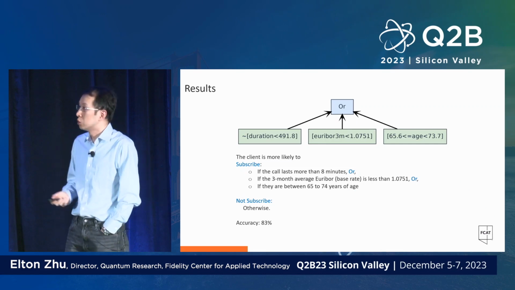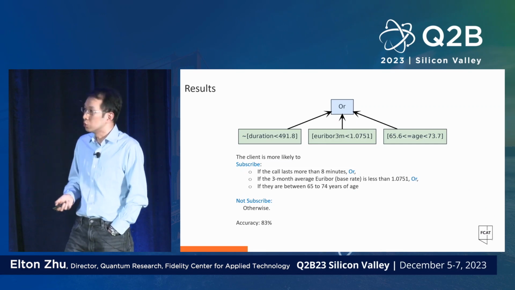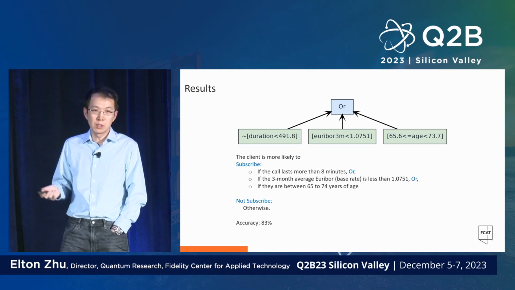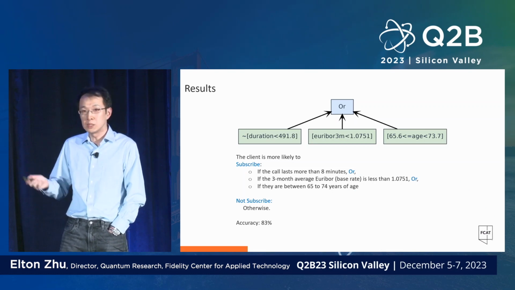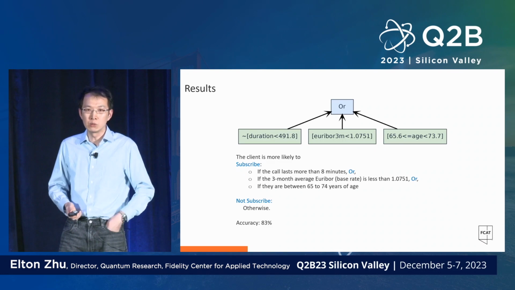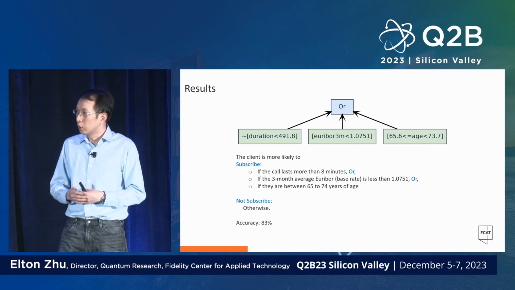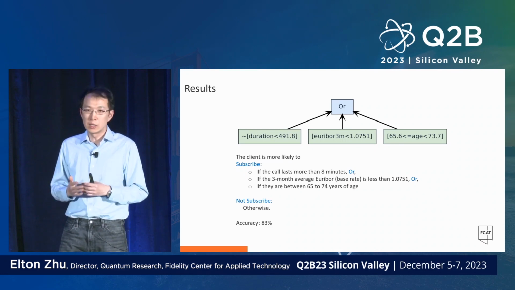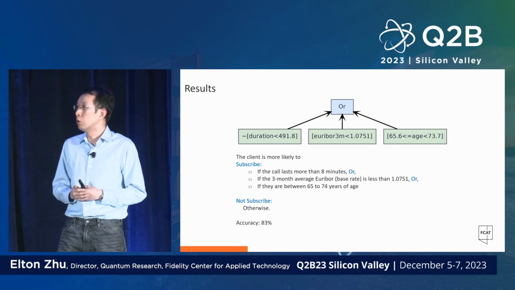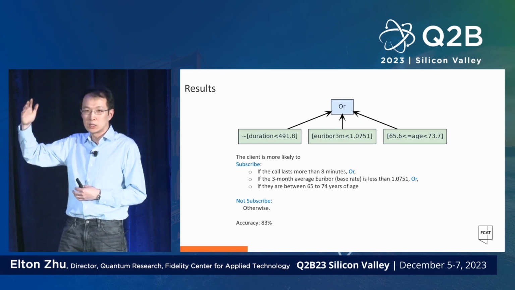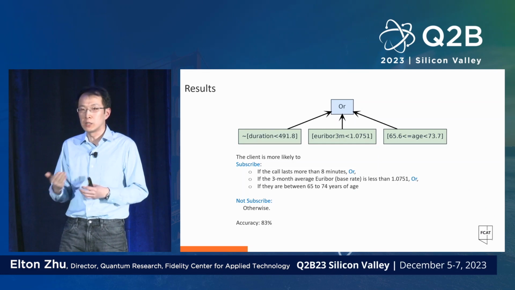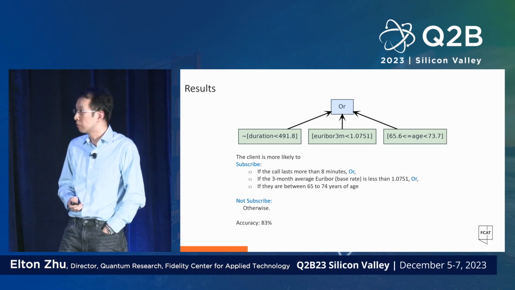So that's a rule, and with the accuracy, this can explain about 83% of the data, which is not bad. We're not aiming for like a 99% accuracy. The whole goal is to make sure that there's something that we can use to explain why we're having different customer behaviors.